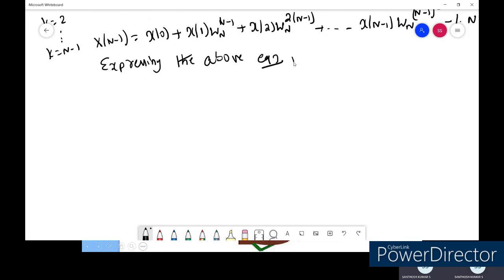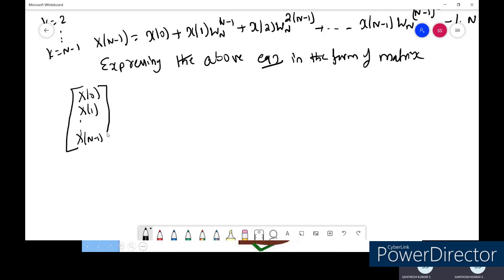So in the form of the matrix method, we get one column matrix here, X of 0, X of 1 up to X of N minus 1. On the other side, all the terms in the first row are 1, 1, 1. The next row is 1, omega to the power of 1, omega to the power of 2, up to omega to the power of N minus 1.